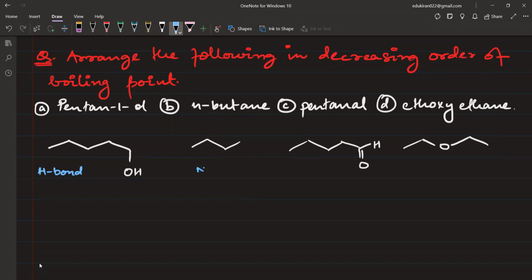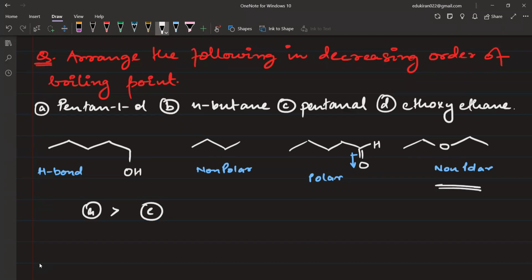This is hydrogen bonded. This is non-polar. This is going to be polar because oxygen is this way. This is polar and this is non-polar. Now the first one is going to be hydrogen bonded. So A is with the highest boiling point. Then we will write C because C is polar. And in between non-polars, we will look at the molecular weight. The molecular weight here will be higher because here we have 4 carbon atoms. Here also we have 4 carbon atoms. In addition to 4 carbon atoms, we have an oxygen atom here. So A, C, and then D, and the least will be with B. So this is the order. Please write this down.